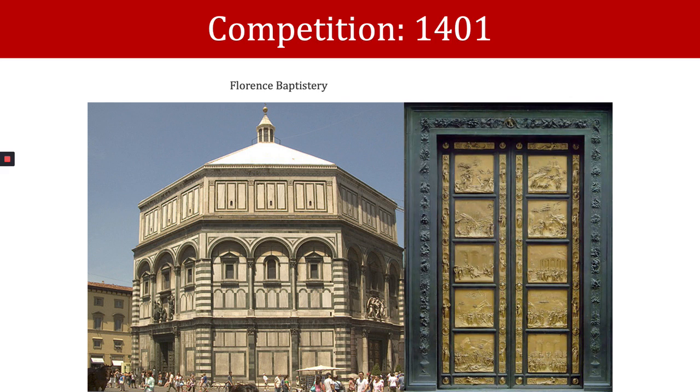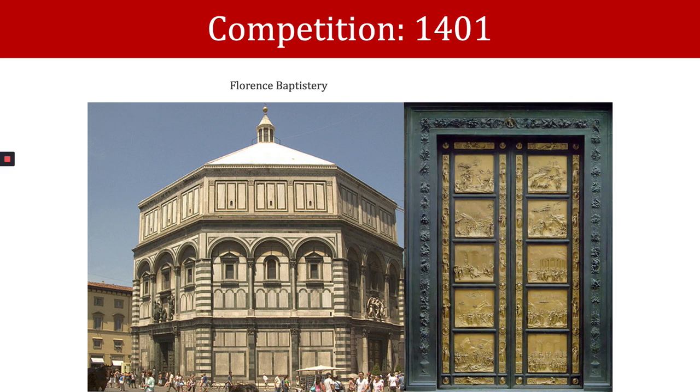for the baptistry doors. And this is the baptistry. This is right next door to the Florence Cathedral, which I've shown you in a number of slides, and I'll show you again in just a moment. The idea for the Catholic Church was you couldn't enter the cathedral until you were baptized. Once you got baptized, then you go in the cathedral and have your sacraments and whatnot. So this was outside for people to get baptized before they were allowed to enter the cathedral. And it's shaped as an octagon, right?